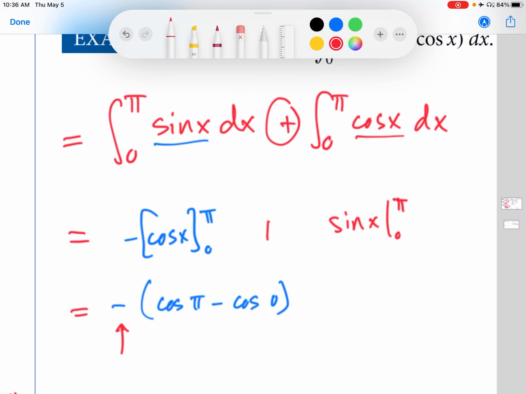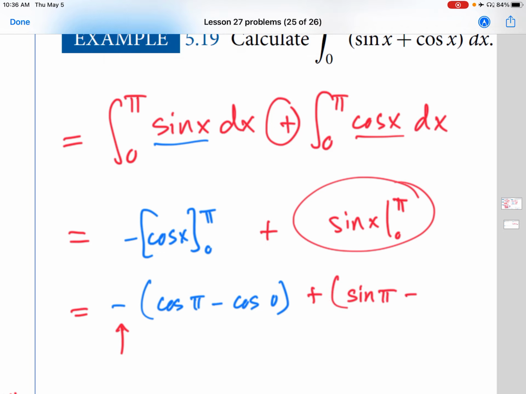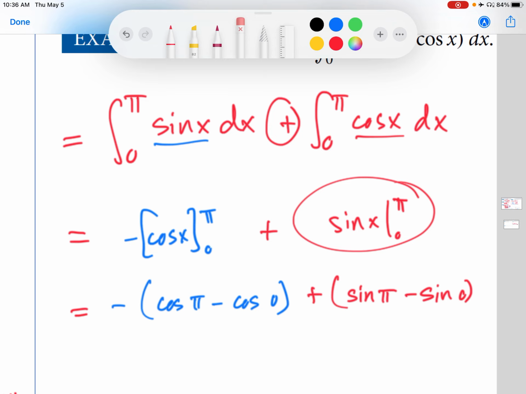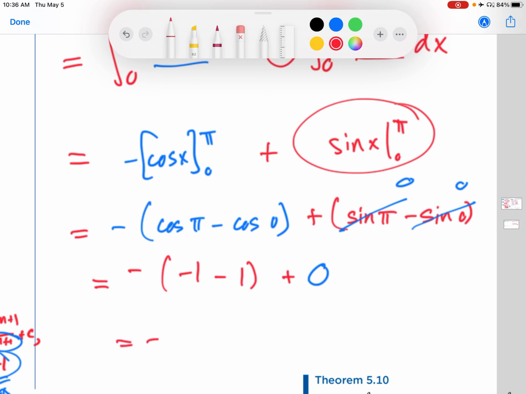Okay, and then we were adding, so plus, and then the evaluation theorem step here is sine of pi minus sine of 0. Okay, great. And then now we just have to calculate this out. So at this point, the calculus is done, but we just have to evaluate particular values of sine and cosine. So cosine of pi is -1, minus cosine of 0 is 1, plus, and then sine of pi and sine of 0 are both 0. So we get no contributions from here. Great, so we have equals minus -2, so 2, and that is our final answer.